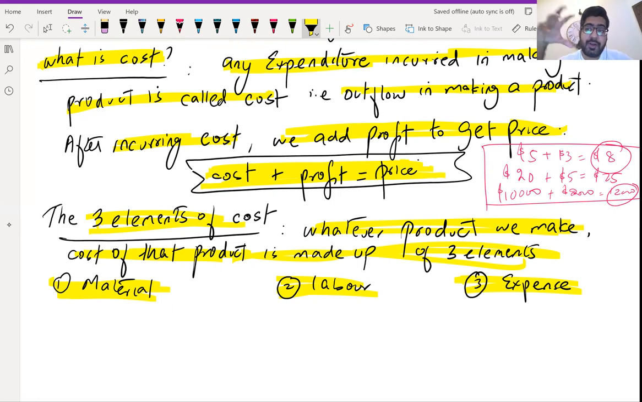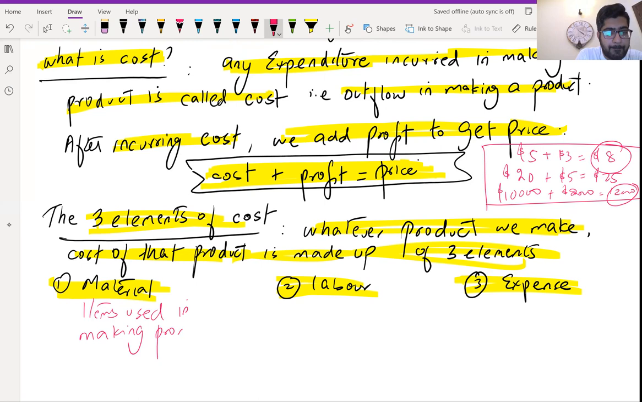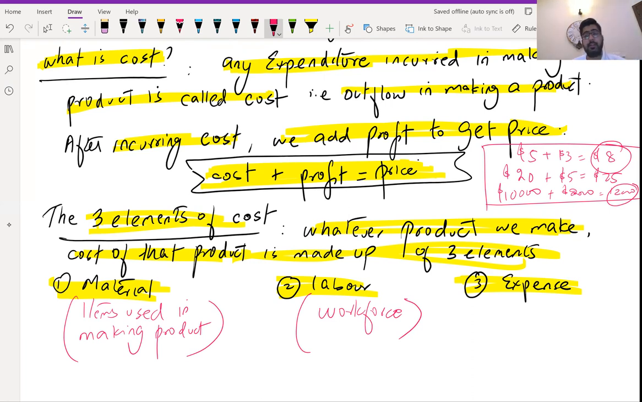Now, no matter whichever product you select, the cost of that product will be made up of three things, three elements: material, labor, and expense, okay? Material basically means items used in making product. Labor commonly refers to workforce.